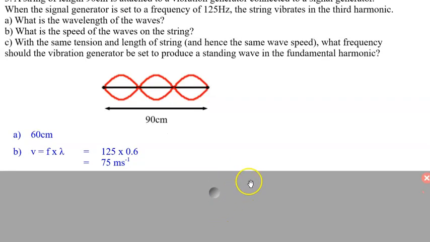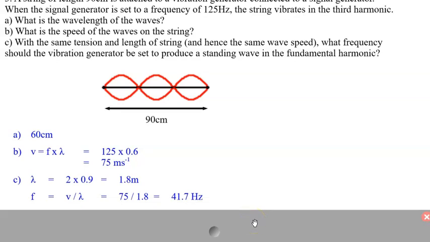Then part C, very similar to what we saw before. If it's the same tension and the same length and the same type of string, as it says in the question, it's the same wave speed. Therefore, we can just rearrange the formula to make f the subject. f equals v over lambda. But we need to work out what the lambda is. So the fundamental harmonic, that means 1 loop. So we've still got a length of string which is 90 centimeters, but now we have just a single loop, which we know represents half a wave. So we need to multiply 90, or 0.9, by 2 to get the length of a full wave, and then we can substitute the values and we can calculate our frequency.